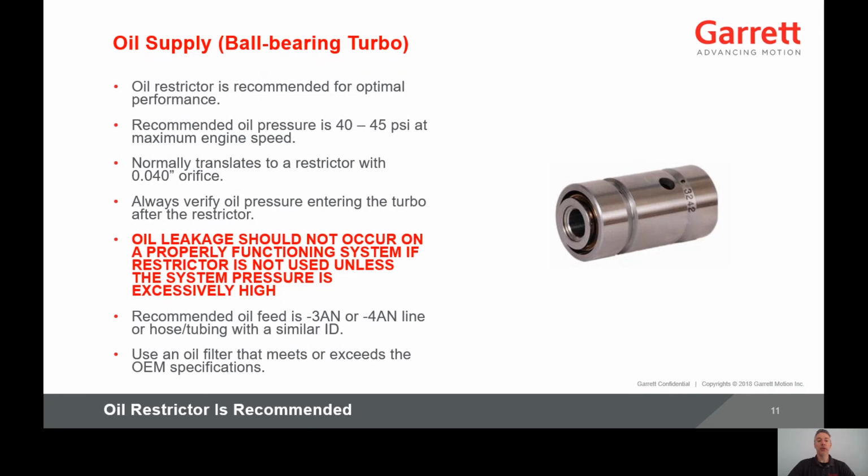In general, oil leakage should not occur on a properly functioning system if the restrictor is not used unless the system pressure is excessively high. For a ball bearing turbo, the recommended oil feed line is a -3 or -4 AN or hose or tube with a similar ID. And again, you should always use an oil filter that meets or exceeds the OEM specifications.